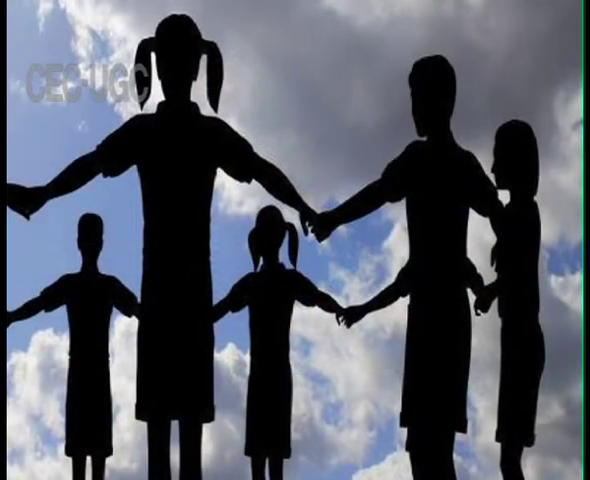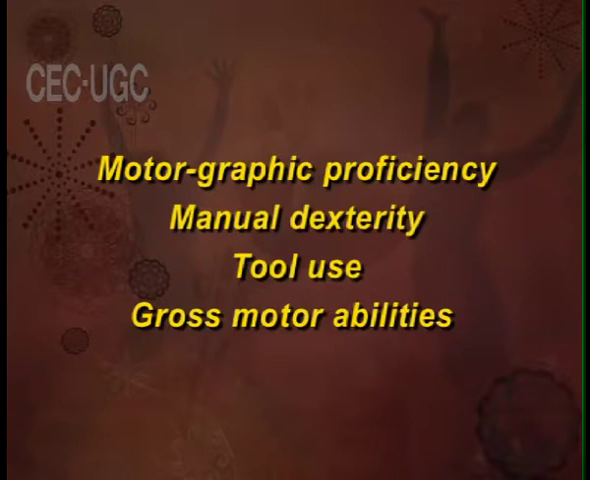Functional difficulties manifested by such children may include poor fine motor skills such as motor graphic proficiency, manual dexterity, tool use and or gross motor abilities such as walking, running or jumping. Some children may have difficulties in both the areas of fine motor as well as gross motor skills, whereas others might have one of the two.